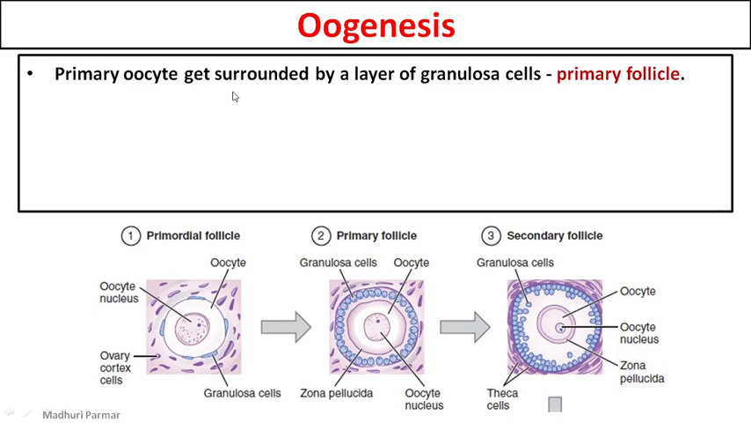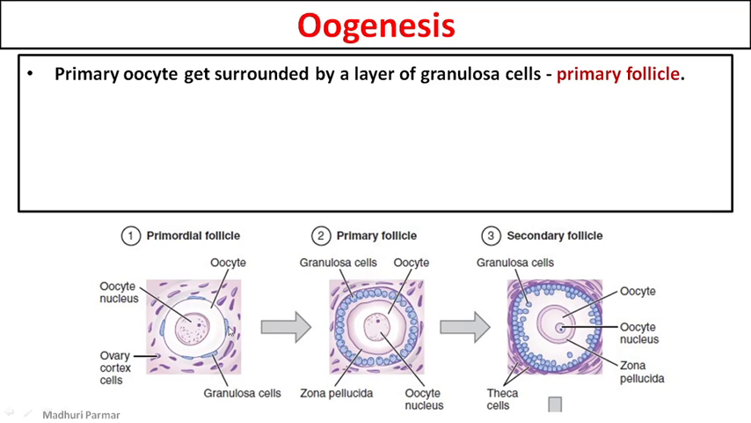Now the primary oocyte gets surrounded by a layer of granulosa cells. You can see the big cell shown in the middle, that is the primary oocyte, and it is covered by these small blue colored cells. Can you see? These blue cells are known as granulosa cells, and they surround the oocyte. If you remember, in spermatogenesis you had Sertoli cells, which did the work of nursing and nourishment for the developing or maturing sperms. In the same way, here you have granulosa cells.